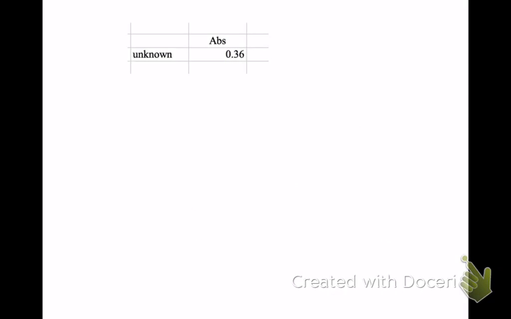The point of making my standard curve was so that I could use that linear regression to calculate the concentration of any unknown cobalt chloride solution, as long as I can measure the absorbance. So here is my unknown cobalt chloride. Again, I don't know the concentration, but when I measured the absorbance, again at 500 nanometers, I find that the absorbance is 0.36.